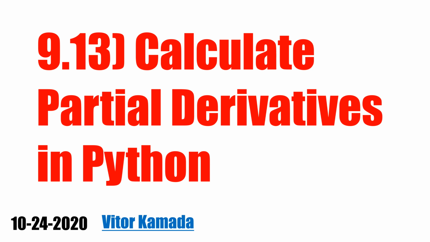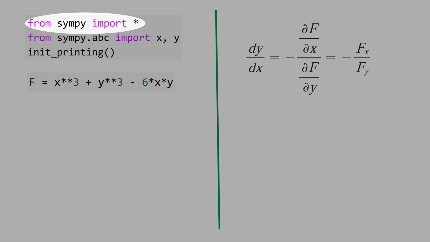Let's learn how to calculate partial derivatives in Python. Let's import SymPy and let's import the symbols x and y and let's activate a nice layout. Let's define the function f, that is x cubed plus y cubed minus 6 times x times y.